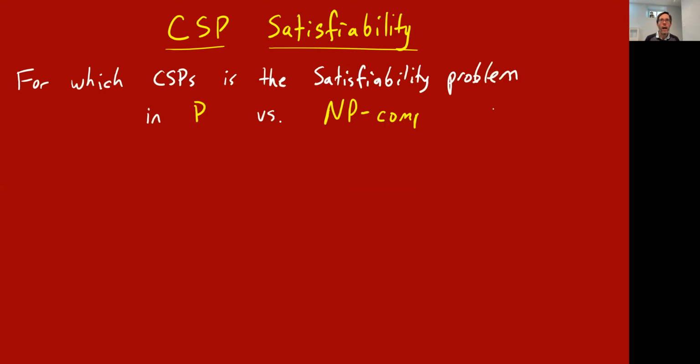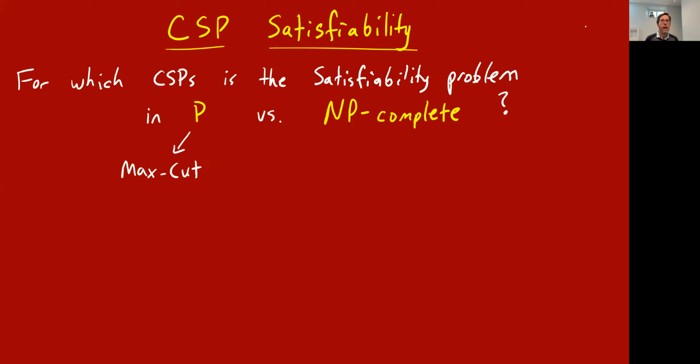Okay, so let's talk about each of these three tasks in turn, because there are interesting things to say about each of them. Let's start with CSP satisfiability. Perhaps the most interesting question to ask here is, what's going on with the satisfiability task? Because for some CSPs you can do it in polynomial time, and for some CSPs it's NP complete. What's the deal?